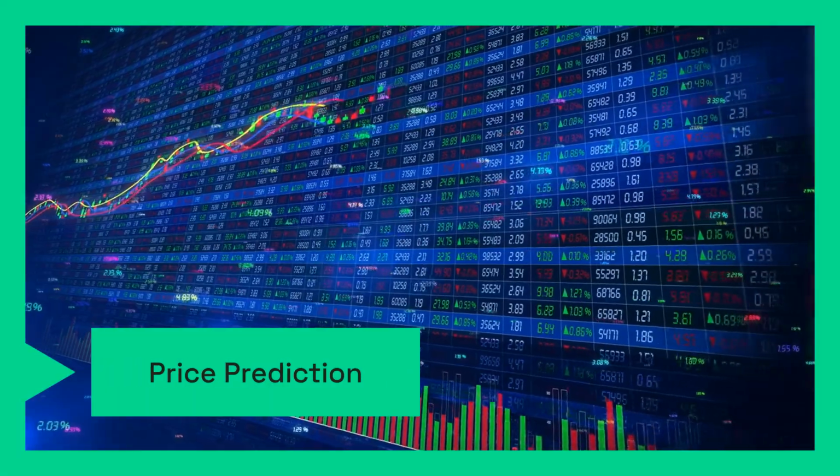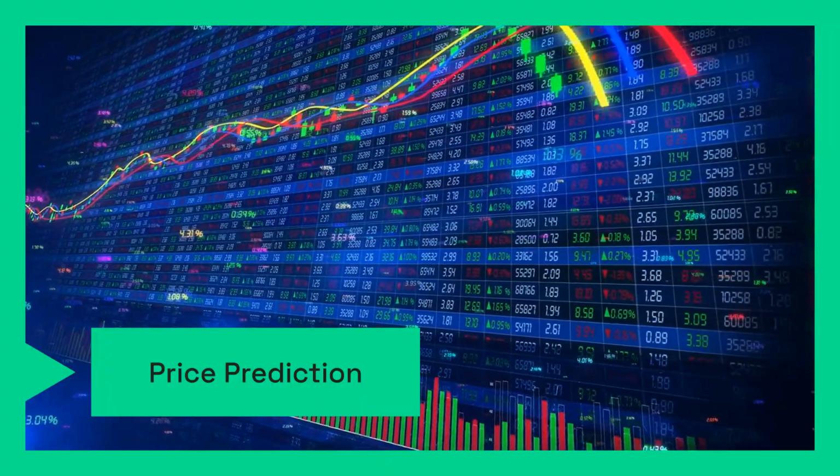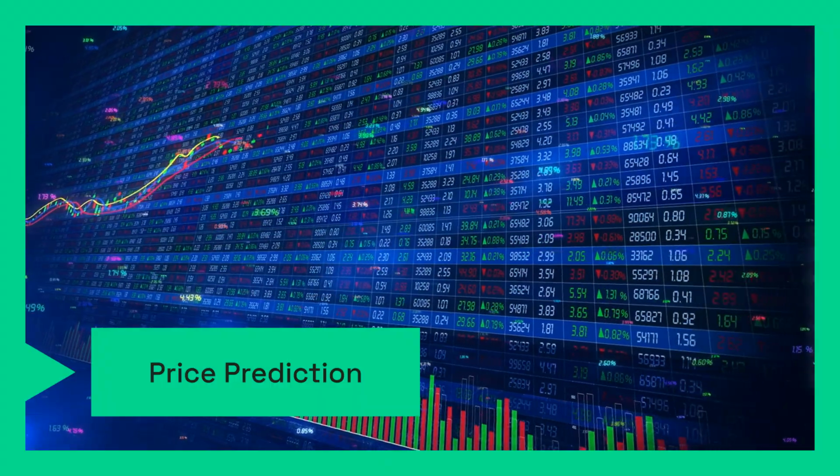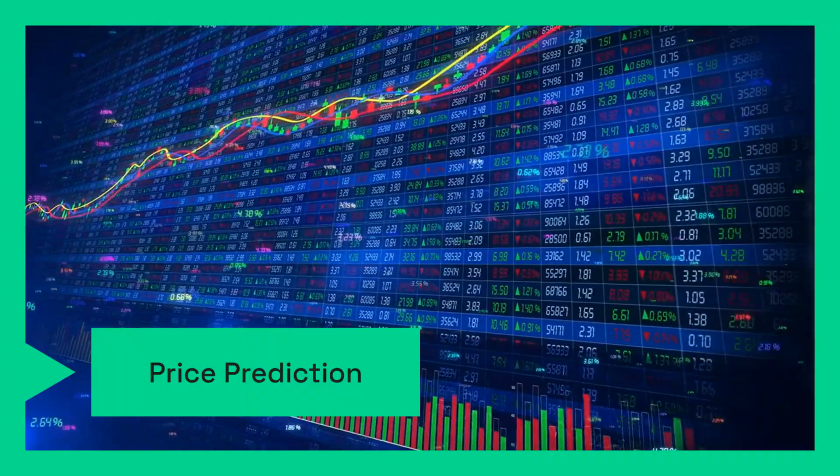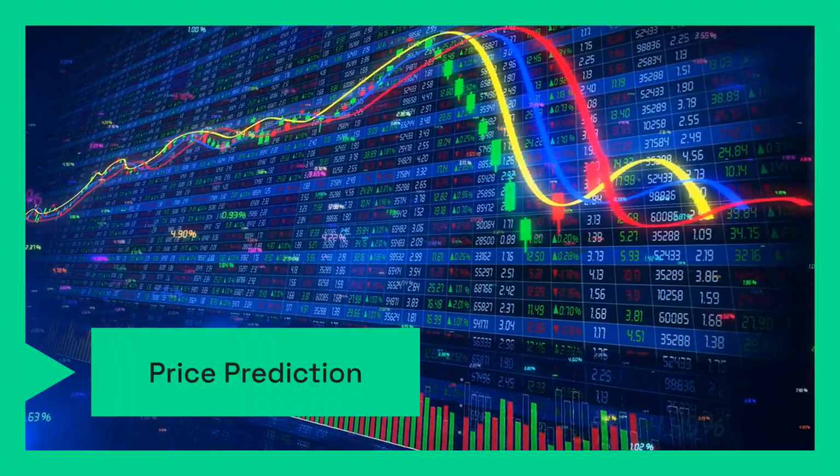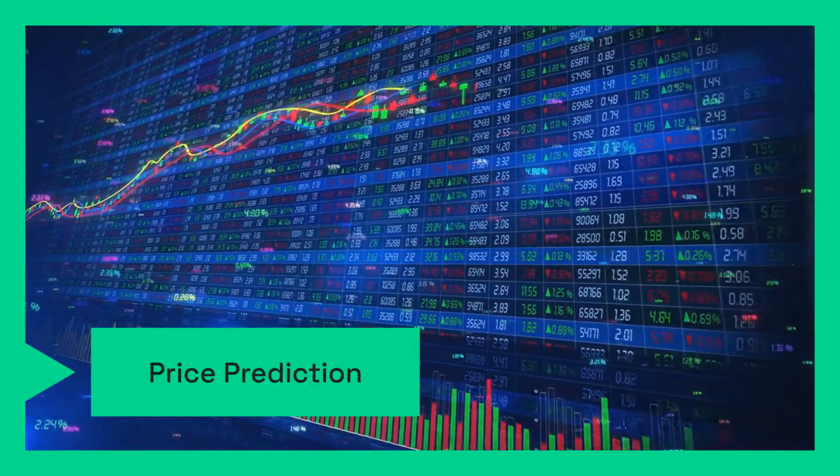Third, stock price prediction. Input, historical stock data, company news. Label, the actual stock price the next day. The AI learns the complex relationship between various inputs and future outcomes.